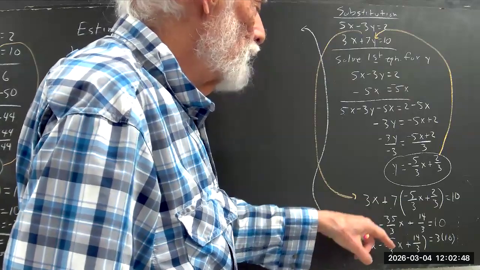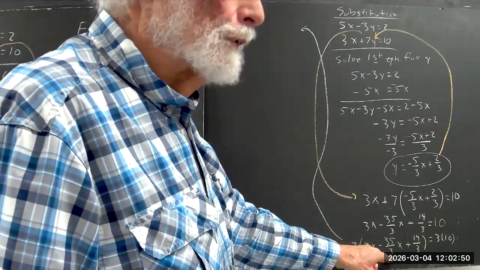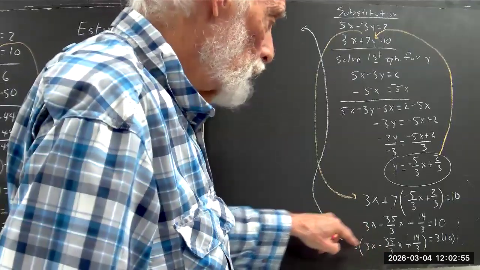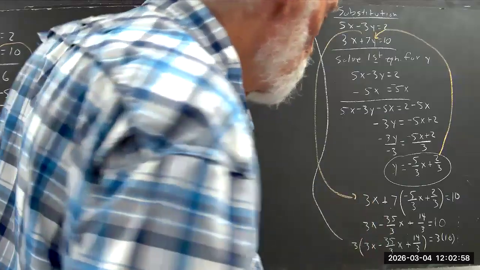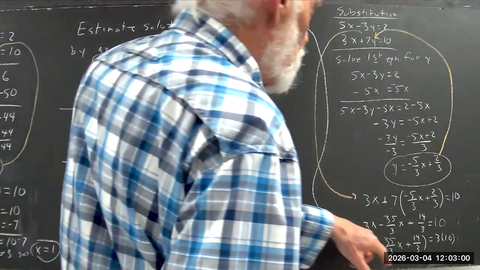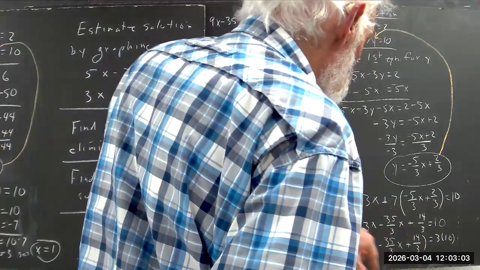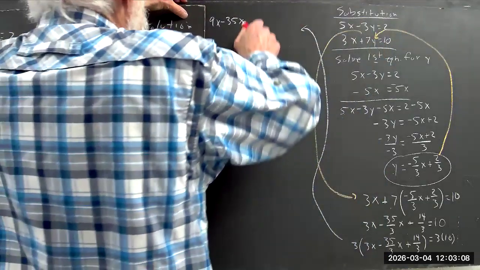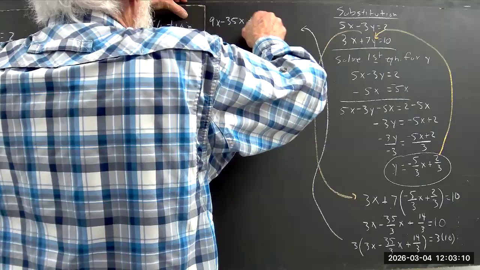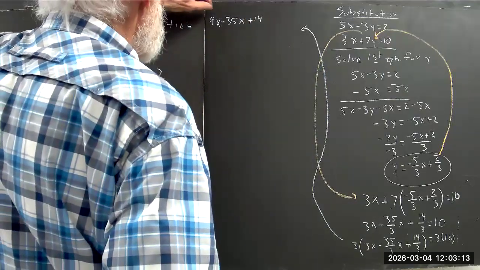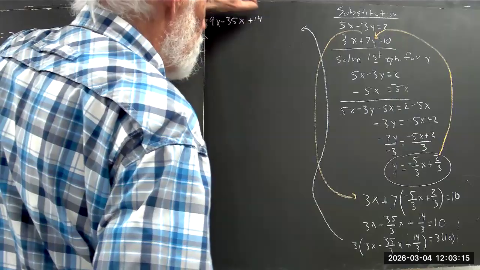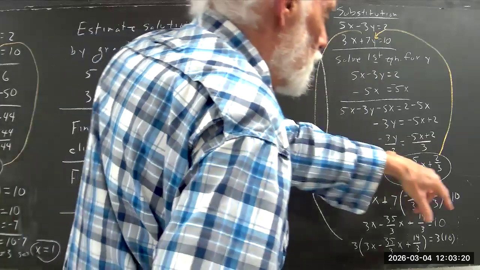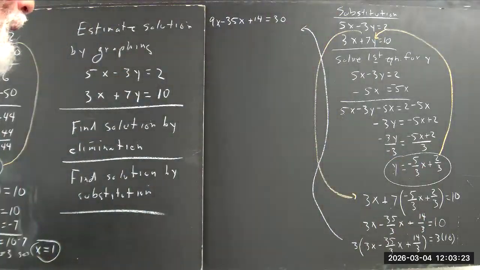In every case, we're dividing a factor of the denominator, which is 3 in this case, into a factor of the numerator, which will be 3 when we multiply 3 by the 35/3. And same thing with the 14/3. 3 will be the denominator, and you're going to have 3 times 14 in the numerator, so you can get rid of the 3's. And our left-hand side becomes 9x minus 35x plus 14. And the right-hand side is 3 times 10, which is 30.